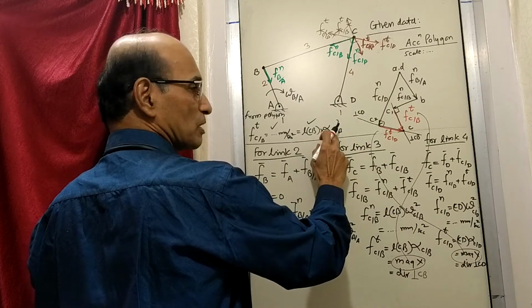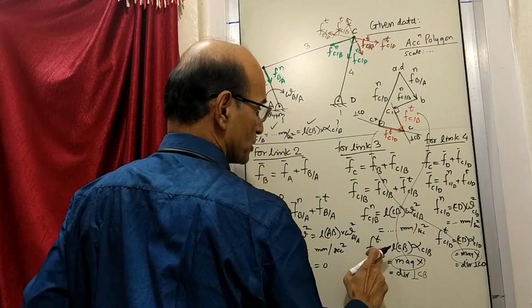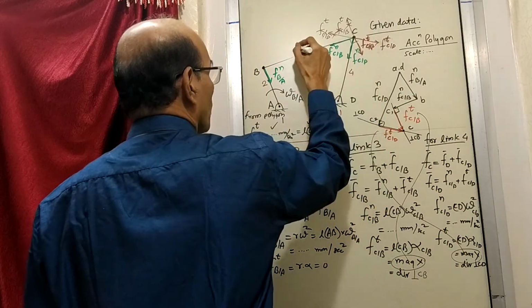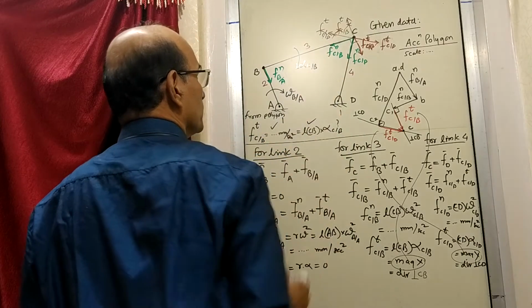The direction of this alpha is according to the tangential vector. So this tangential vector has come this way, so alpha will be like this. This is alpha of c with respect to b.